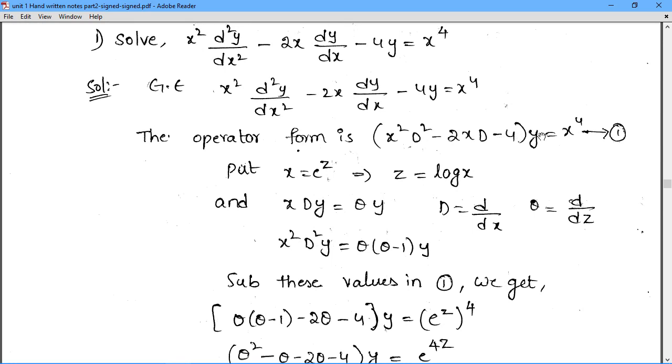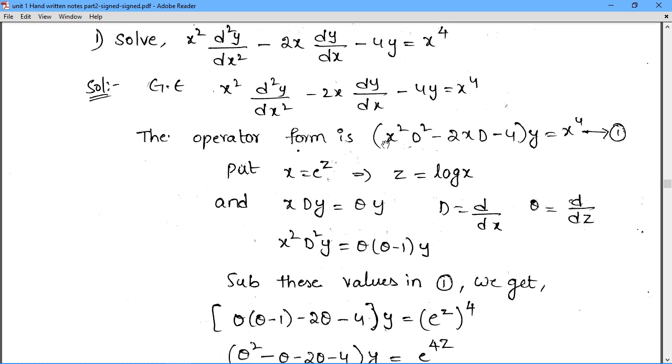Now we have to compute the value of y in terms of x. For this, we have to take the substitutions. Substitution is x is e power z, so that z is log x, and x D y is theta y, x square D square y is theta into theta minus 1 into y. D is d by dx, theta is d by dz. So don't forget, capital D operator is about x independent variable, theta is operator about z independent variable.